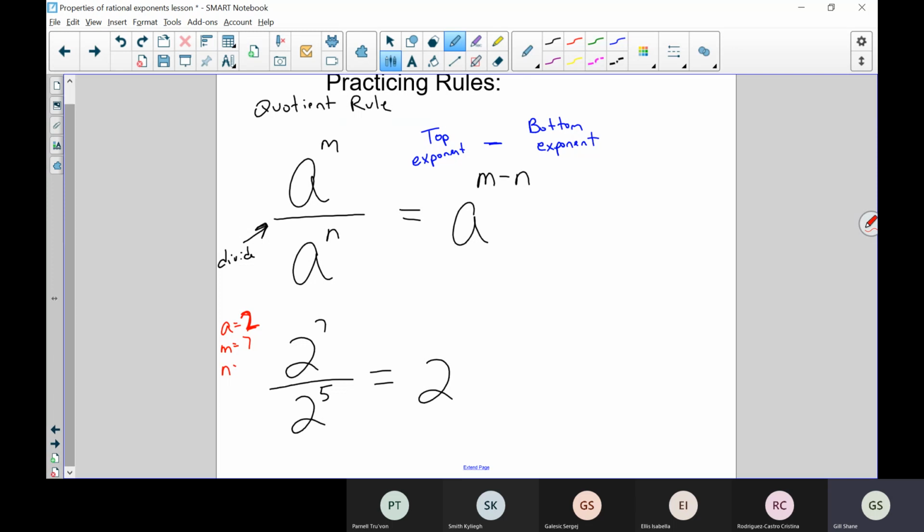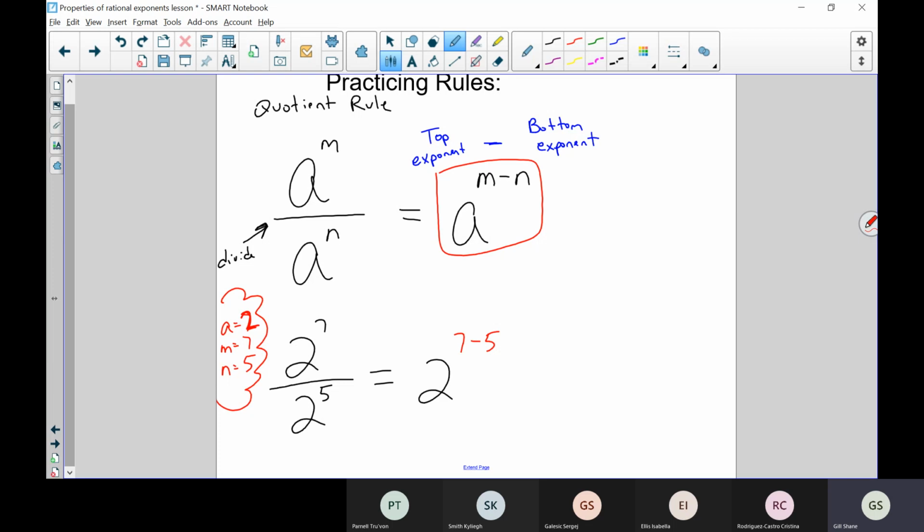M is 7. N is 5. That's a good habit to get into, because then you don't get as confused about where stuff goes. I can just look at the final equation I'm using and say, okay, what is A? Well, A is 2, so 2 needs to be the big number. What is M? Well, M is 7, so that goes first. What is N? N is 5, and I need to subtract. So I really like this part right here.